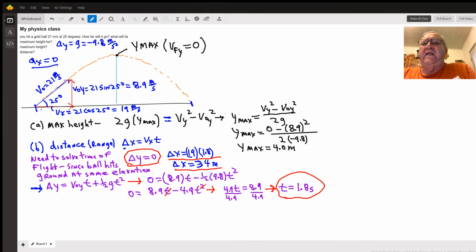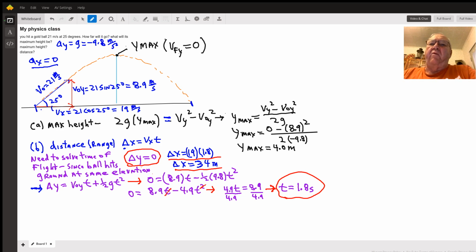The classic tee-shot projectile motion problem. In this problem, we're going to determine the maximum height and the horizontal distance, which is also called the range, of a golf ball hit at 21 meters per second at an angle of 25 degrees to the horizontal.